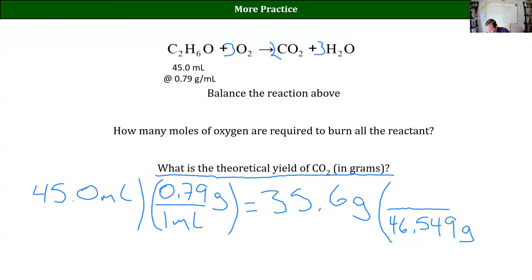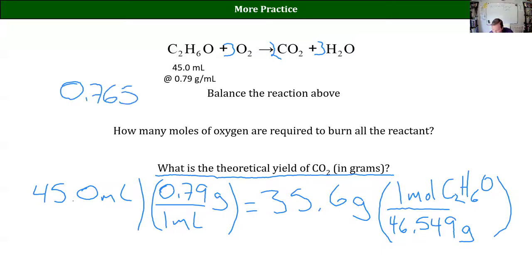is 1 mole of C2H6O. So I'm calculating that as 0.765 moles of ethanol.